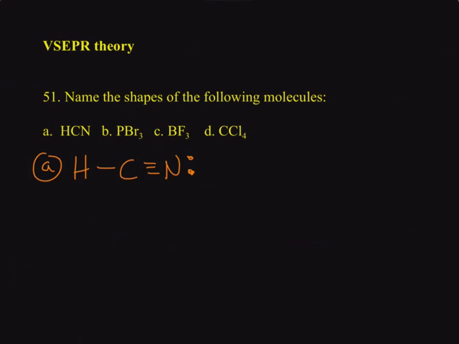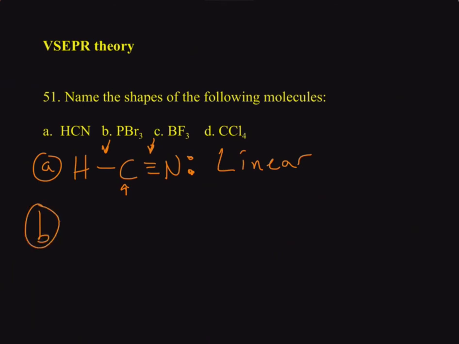This shape is going to be linear, and you'd figure that out because there are 2 bond regions on this central atom of carbon. There are no lone pairs on the carbon. Anytime you have 2 bond regions, whether it's a single bond or a triple bond, those are each separate bond regions. So there's 2 bond regions, no lone pairs. That shape is called linear. It's a straight line.